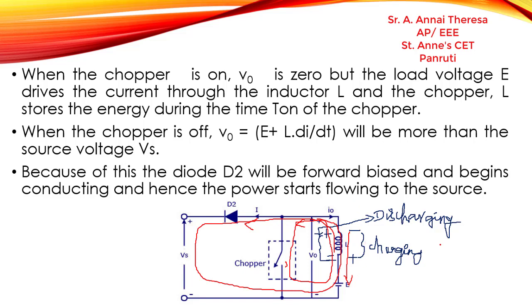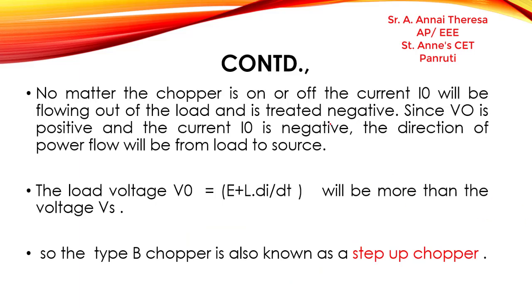Let me explain with the help of the waveform. I have already told you what happens when the chopper is on and when the chopper is off. In both cases the output current will be there, but with negative polarity, while the output voltage will be positive. The output voltage V0 is equal to E plus L into di by dt, which is more than the supply voltage. Since the output voltage is greater than the input voltage, this type of chopper is called a step up chopper.